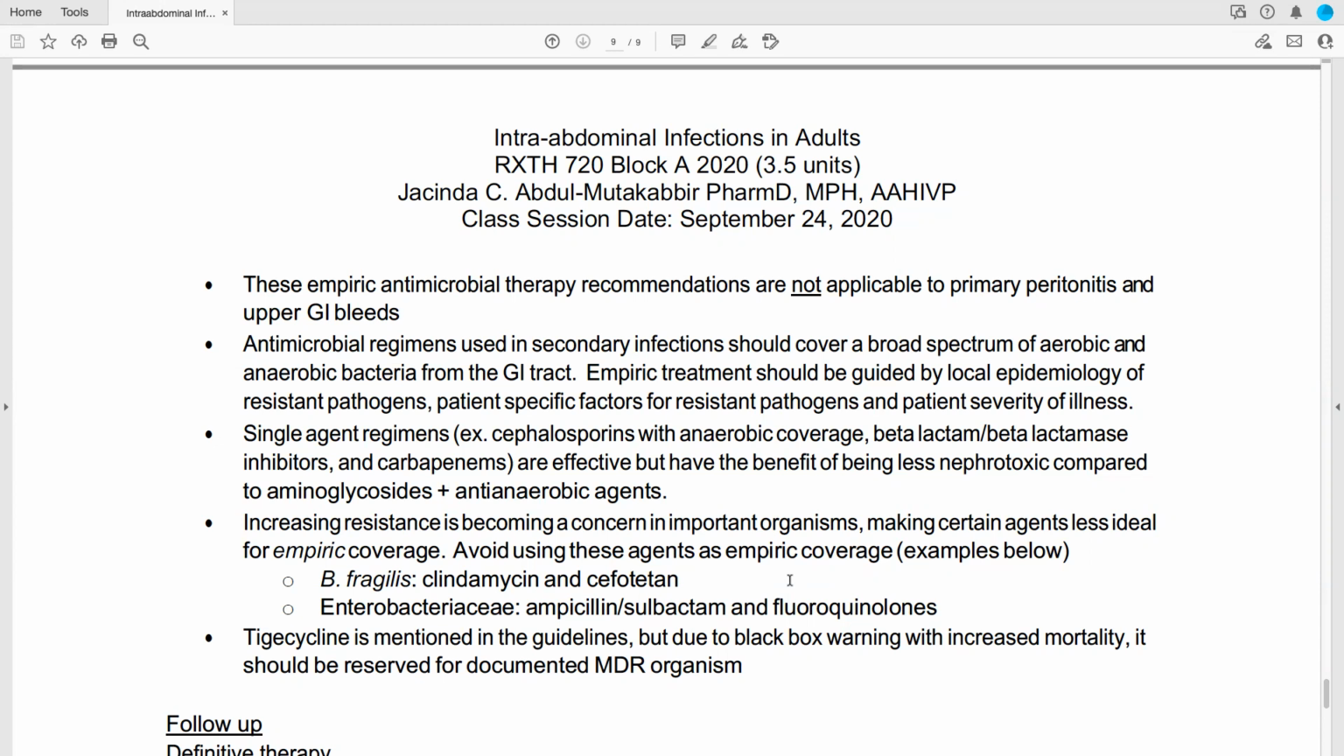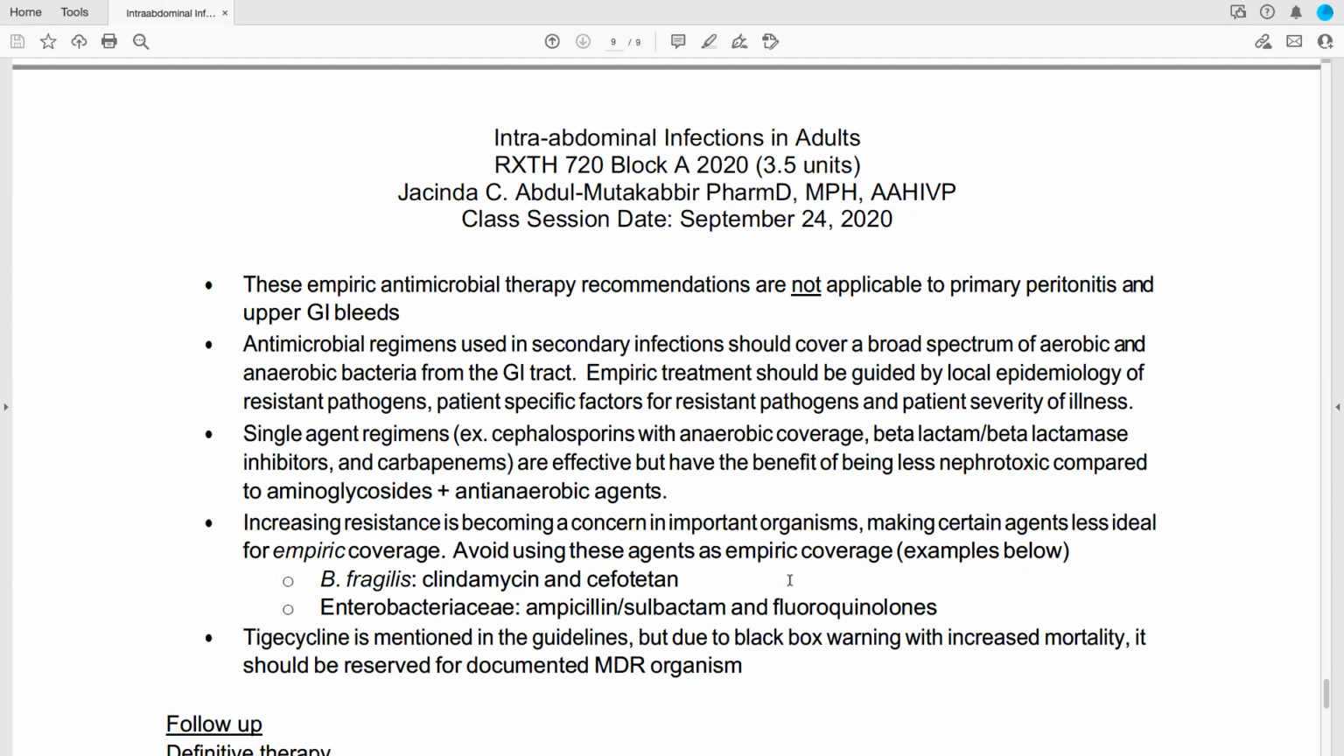Both of these may in turn be irreversible. So you really want to be careful when using these agents. Increasing resistance is a concern with Bacteroides, which is something that you're worried about. So we want to make sure that we're careful with treating with clindamycin and cephalosporins, which is why we saw cefoxitin there. And then for Enterobacteriaceae, we want to be careful with using ampicillin-sulbactam, and then fluoroquinolones.